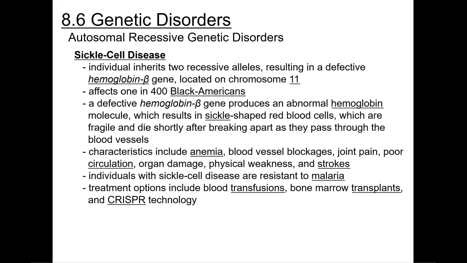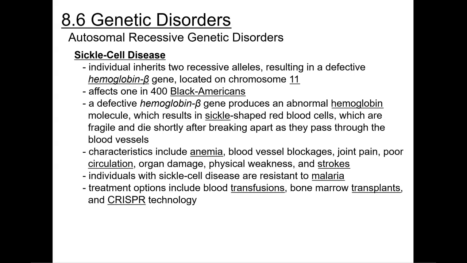Sickle cell disease is going to be where an individual inherits 2 recessive alleles that result in a defective hemoglobin B or beta gene located on chromosome 11. This affects 1 in 400 Black Americans. A defective hemoglobin beta gene is going to produce an abnormal hemoglobin molecule, which results in a sickle-shaped red blood cell. That's going to be fragile, and these die shortly after breaking apart as they pass through the blood vessels. Characteristics are going to include anemia, blood vessel blockages, joint pain, poor circulation, organ damage, physical weakness, and stroke.